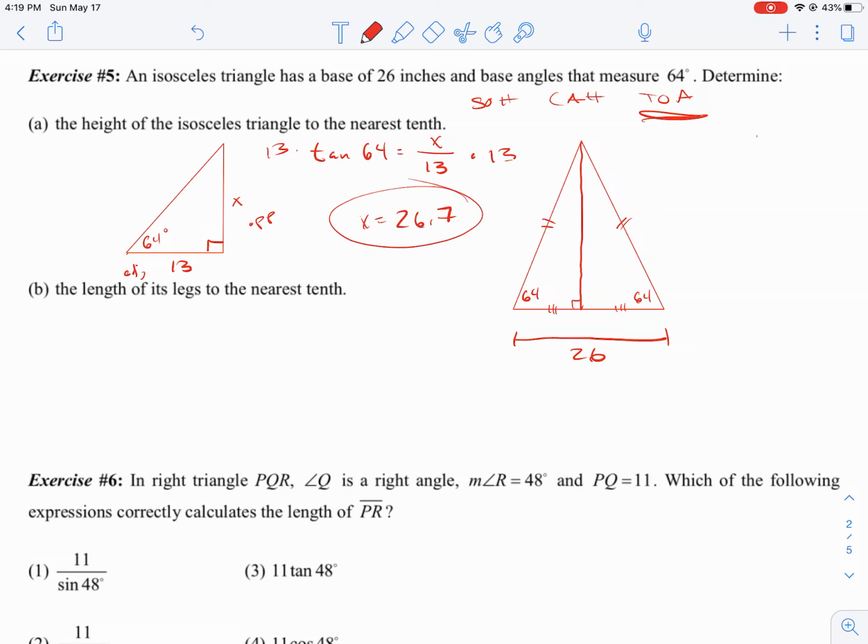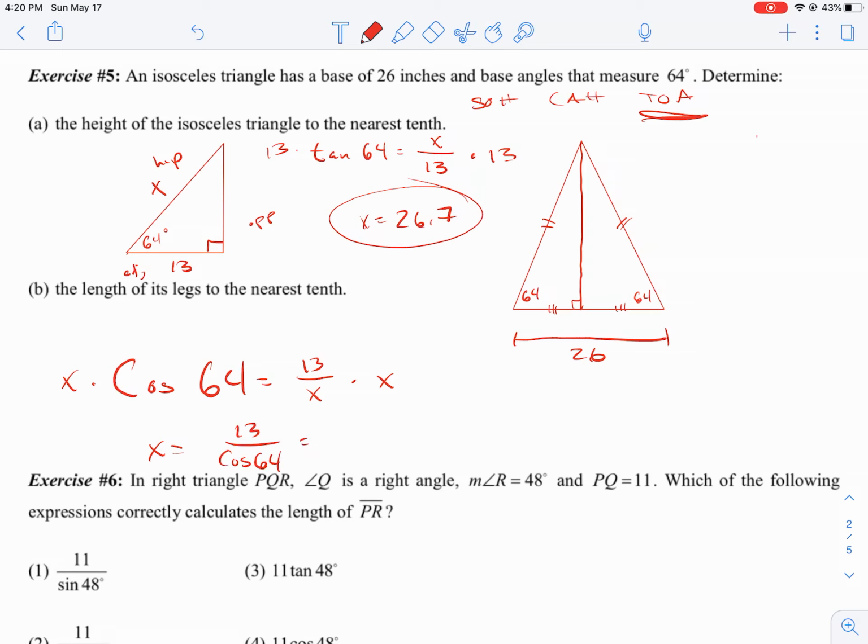Now the length of its legs to the nearest tenth. So what it wants us to find now is the length of this side here. Okay? We're going to use which trigonometric ratio that involves adjacent and hypotenuse. Well, that's cosine. So the cosine of 64 is equal to 13 divided by x. Multiply both sides by x. So x is equal to 13 divided by the cosine of 64.